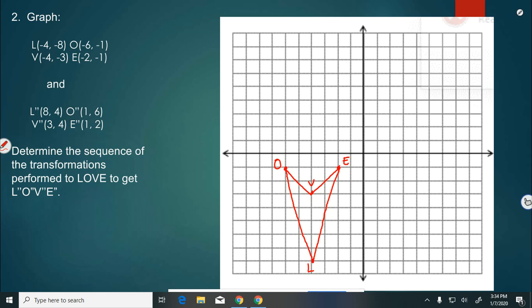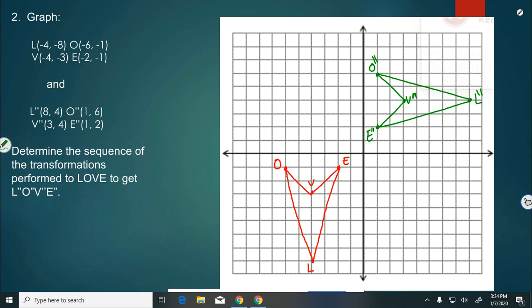All right, and then we're going to graph LOVE double prime. So we have 8, 4, which is right 8 and up 4. Then 1, 6 is right 1 and up 6. Make sure you put your double primes. V is 3, 4, so that's right 3 and up 4. And E is 1, 2, right 1 and up 2. And again, we get that same shape, but turned into a different direction.